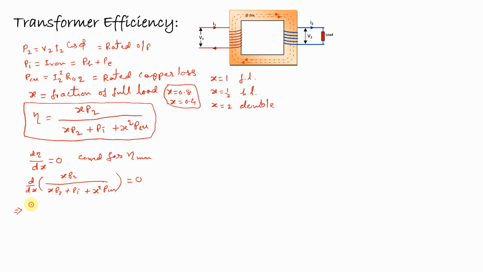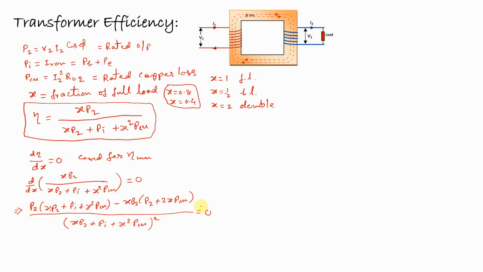So here it will be P2 into X P2 plus Pi plus X square PCU minus X P2 into P2 plus 2 X PCU, upon X P2 plus Pi plus X square PCU whole square, and it should be equal to 0 to get the maximum efficiency.